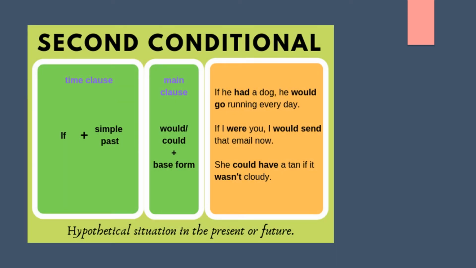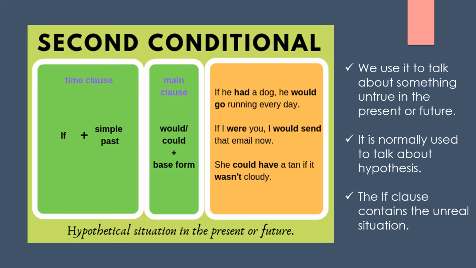If you remember, we studied the first conditional. We talked about facts, truths, and things that were related to present or future, right? Everything could be proved or had a common result that was related to the first part of the conditional. In this one, even though it is related to present or future as well, we are talking about hypothetical situations, things that are not true, right? We use it to talk about something untrue in the present or future.